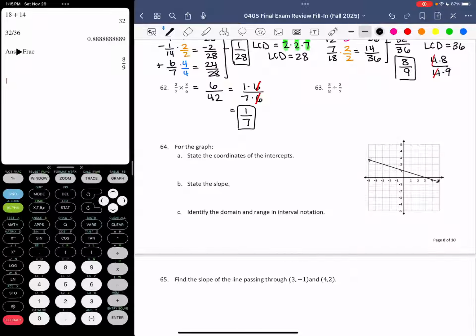Now, you can reduce earlier if you want to. You can simplify any numerator with any denominator. Up to you. I think a lot of times most students prefer to wait and do it at the very end. So there you go.